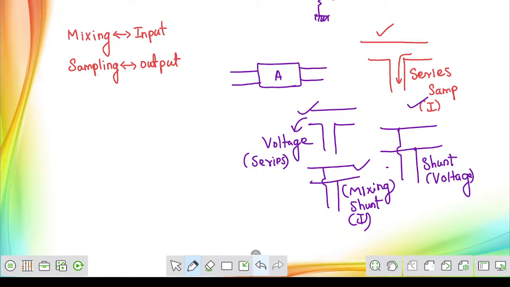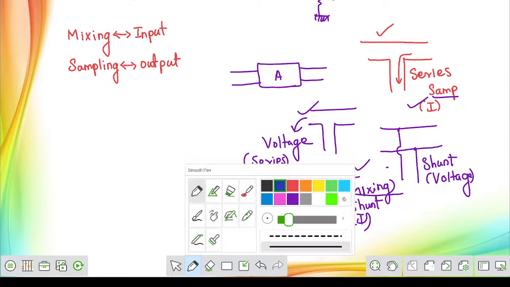This is the difference between input and output side. On the output side, we call it sampling. On the input side, we call it mixing. Okay, with this, let's continue with the various types of representations.